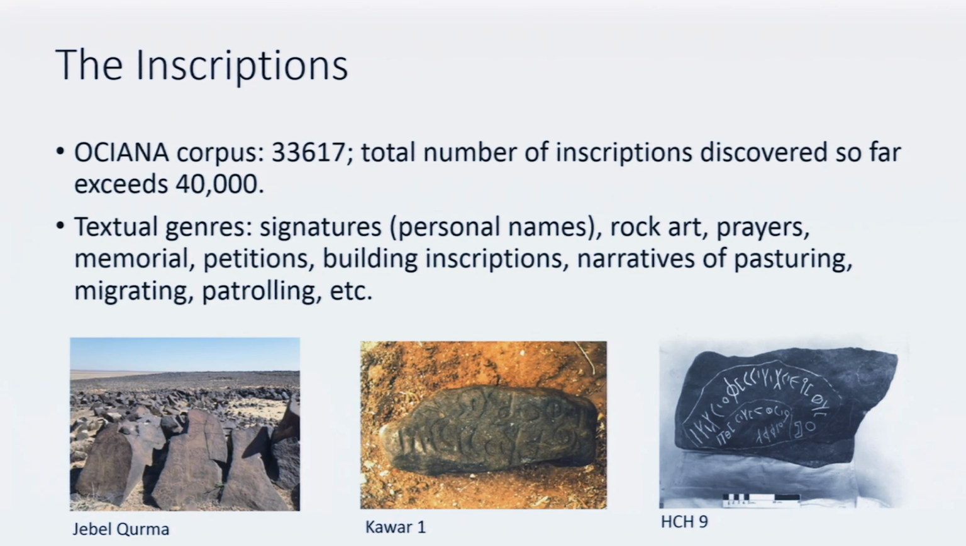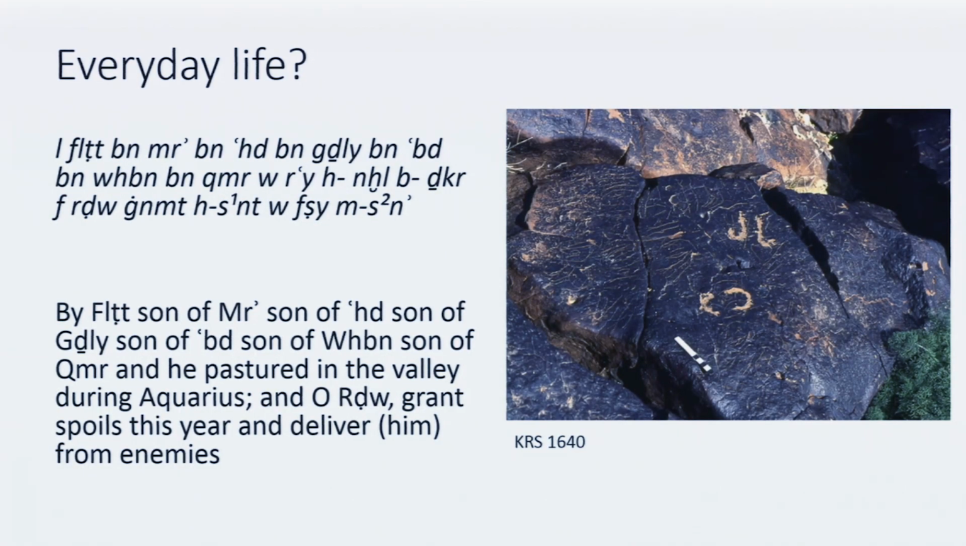And these narratives describe activities like pasturing, migrating, patrolling, things that seem to be mundane. And it's this narrative genre that led scholars to believe that these texts were sort of records, diaries of people's everyday lives. That is, the nomads out here in the Harra learned an alphabet and sort of wrote about what they were doing in real time, sort of like a diary.